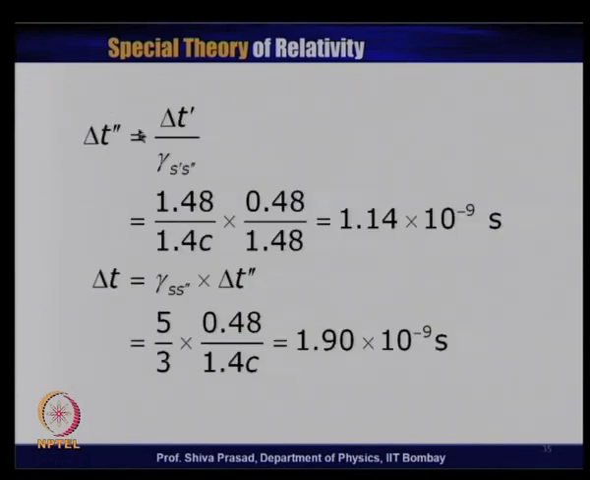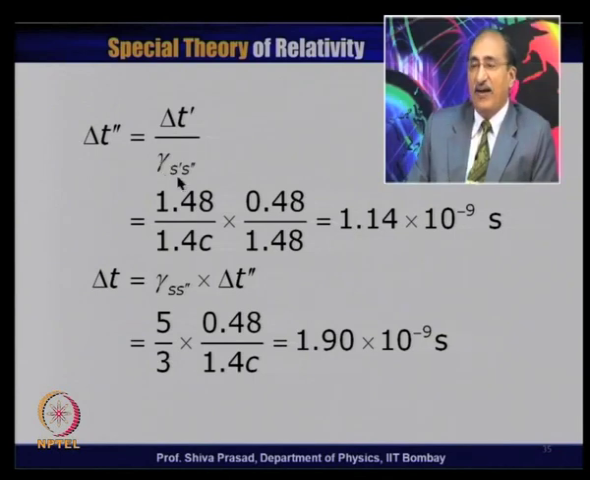So, that is what I did. I calculated delta t double prime and used the delta t prime that I had just now calculated and divided it by gamma s prime s double prime, because we are in a direction opposite to the direction of the flow of the arrow. This was delta t prime, which was calculated earlier. Gamma s s prime has been calculated here. If you calculate this time, this turns out to be 1.14 into 10 power minus 9 second.